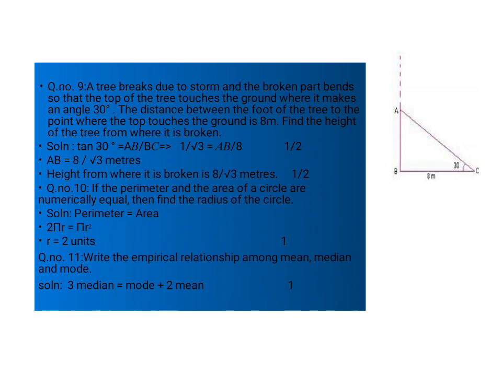Here you see this part. Here we can see this part becomes the hypotenuse of the right angle triangle, and simply tan 30 degree is equal to AB upon BC, which is equal to 1 upon root 3. So AB upon 8 is equal to 1 upon root 3 and AB is equal to 8 upon root 3.